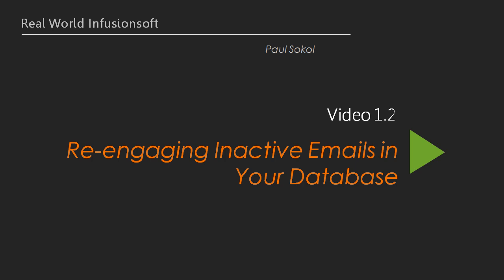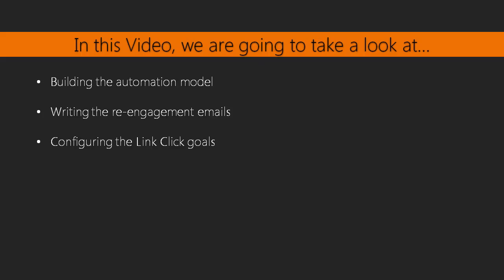So for the context of this video, we are targeting people on the general newsletter list who haven't clicked anything in the past 120 days. So specifically, we're going to look at building out the automation model, writing the re-engagement emails, and configuring the link-click goals.